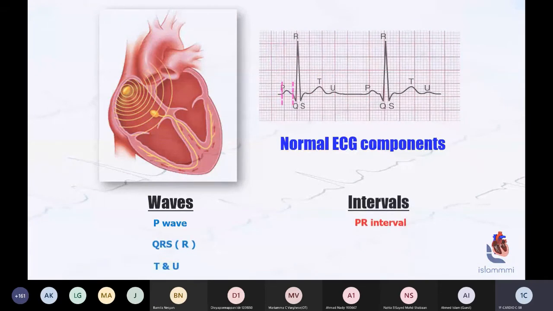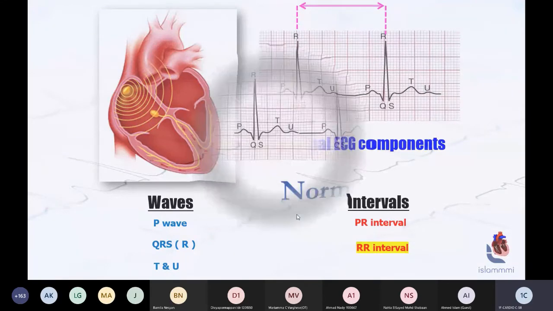We have two very important intervals. We will discuss this in detail in the next slides. The PR interval is calculated from the beginning of the P until the beginning of the R, and then the R to R interval is from one R wave until the next R wave. We will see the significance of all of this, the waves and the intervals, in the next slides.